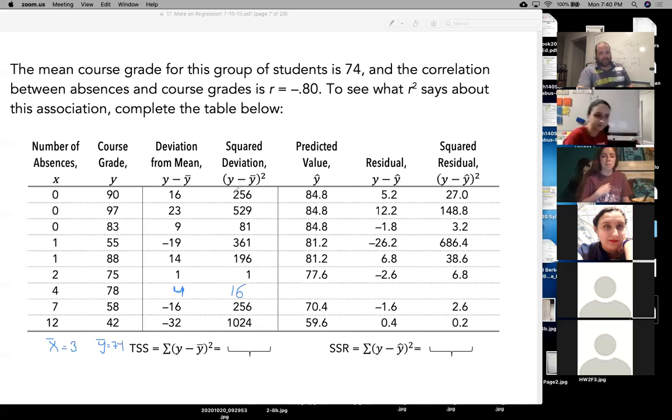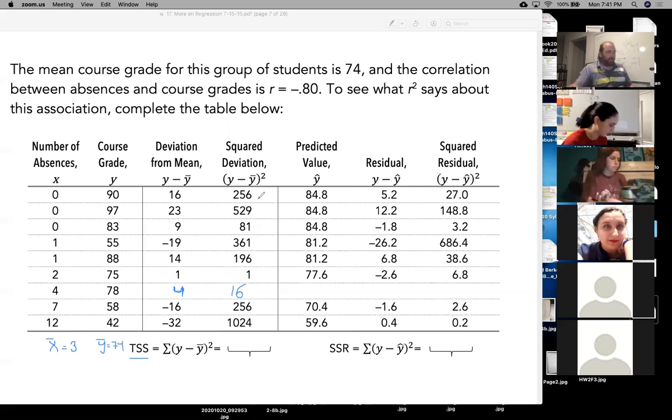Okay. And then what we're going to do is calculate what's called the TSS, the total sum of squares, by totaling, adding up together the squares of these guys. So we're going to add up this column right here.